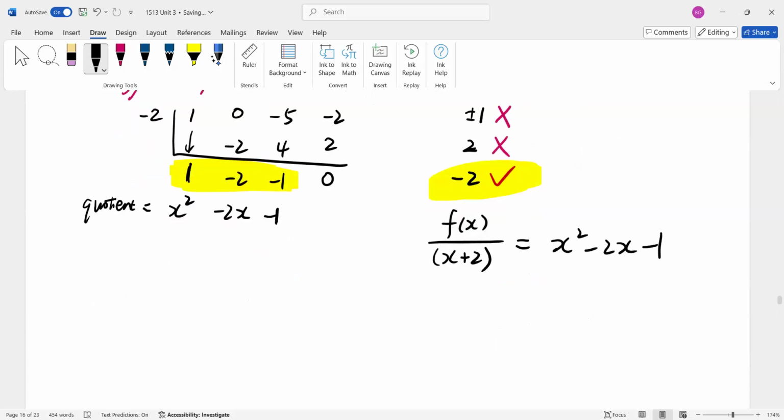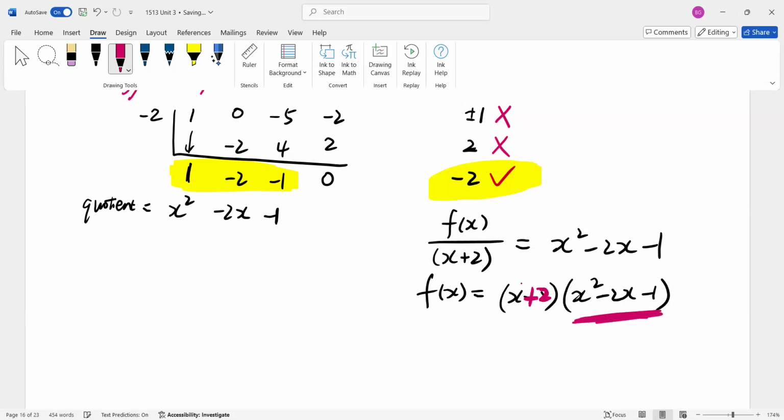Okay, that also means we can write f of x as x plus 2 times x squared minus 2x minus 1. And we already got one root, which is -2. And we need to find another 2 roots. How do we find the other 2 roots? We make that quadratic factor 0 and solve the equation.